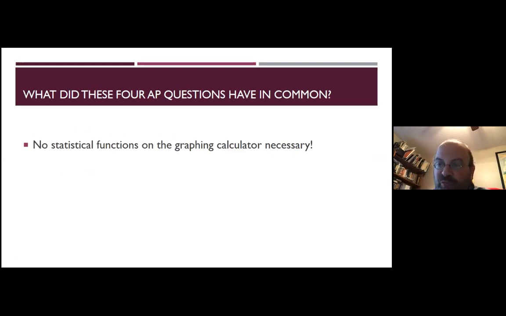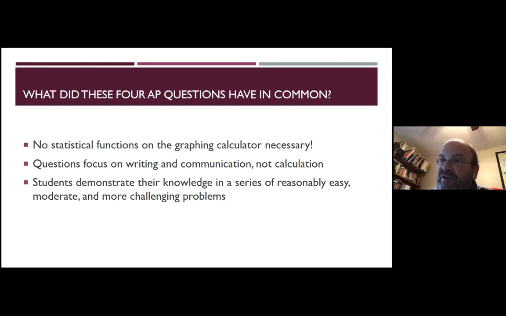And there was no normal CDF, there was no binom CDF, you didn't need Bayes rule, there were no test functions, you didn't have to calculate an interval. We have 4 questions with no graphing calculator, and that's the 2020 AP exam. Okay, so we know we're going to have 2 questions, and we know they're going to cover multiple units, and we know you're not going to need the calculator.